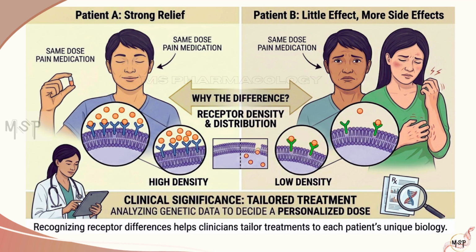For example, imagine two patients each given the same dose of a pain medication. One feels strong relief, while the other experiences little effect and more side effects. This can happen because the second patient might have fewer or differently distributed receptors for that drug, making their body respond differently. Recognizing these receptor differences is key for clinicians to tailor treatments to each patient's unique biology.